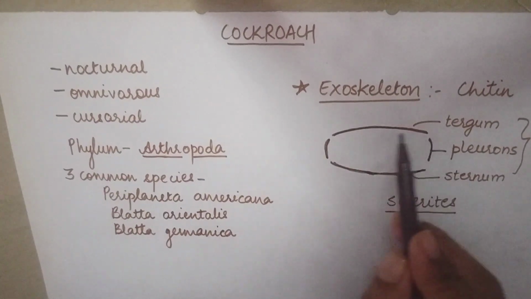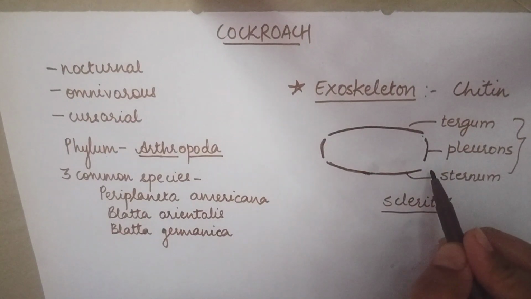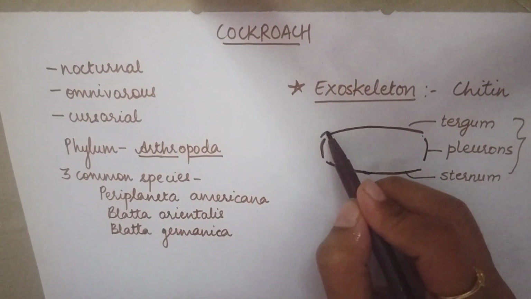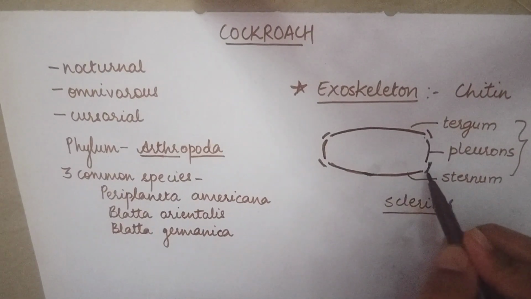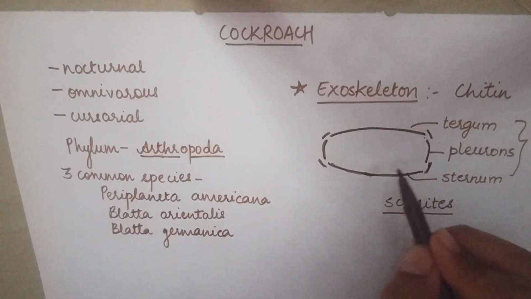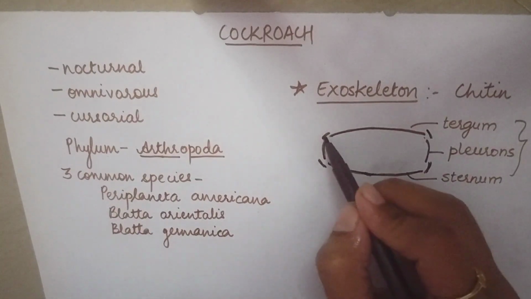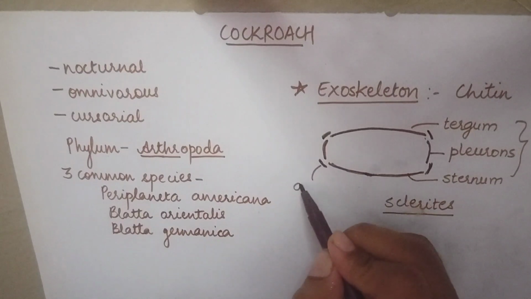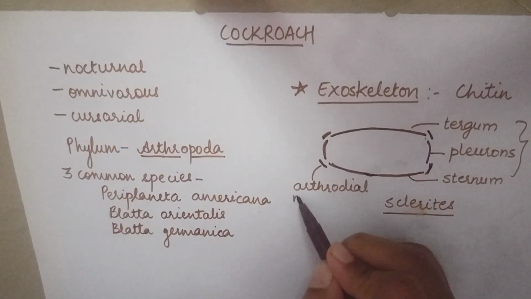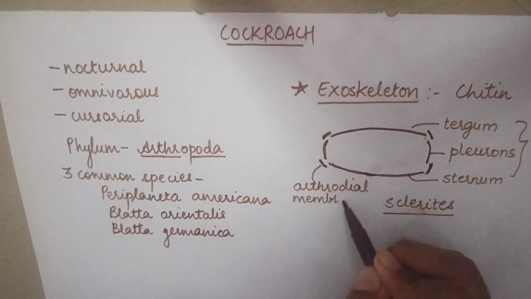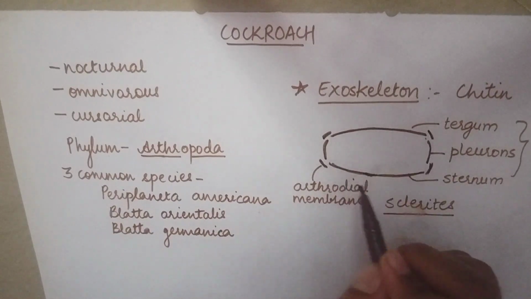Now all these chitinous plates are not just arranged like this, they are joined with each other. So you have a joining over here, and there is joining between these chitinous plates also. This joining is with a membrane. This membrane is the arthrodial membrane. Arthrodial membrane will join all the chitinous plates with each other and form the exoskeleton, the outer framework of the body of the cockroach.